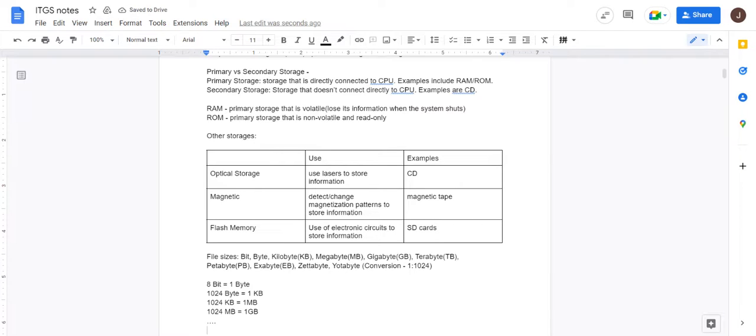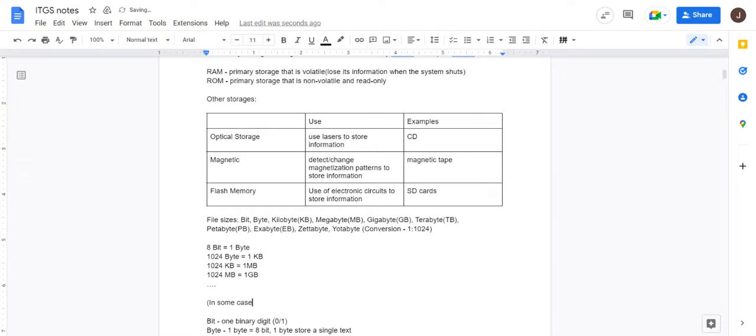But remember one thing, in some cases some textbooks or some teachers will say it's 1000 instead of 1024. This is basically inaccurate. It's because 1000 is just a simplification of 1024, so it's easier to calculate, right? But in fact, it should be 1024. It's the exact number. But sometimes the teachers may ask you to convert using 1000 instead of 1024. So that depends on the teachers.